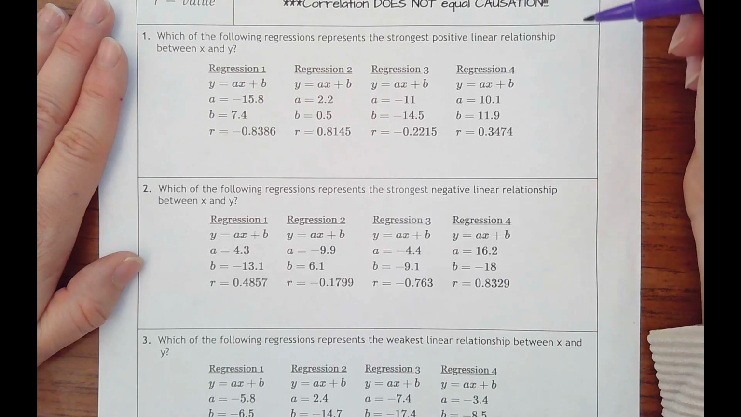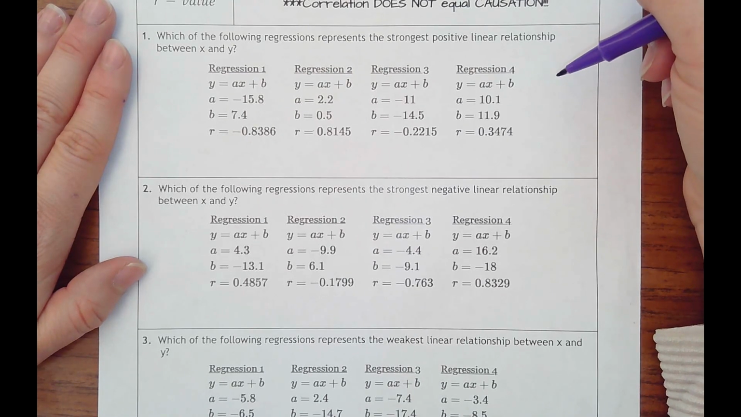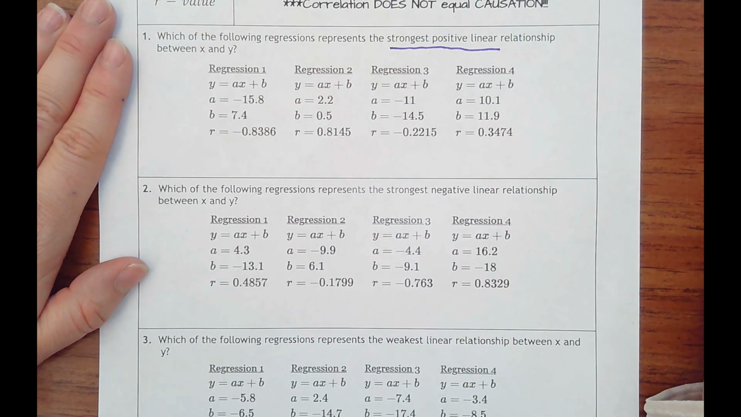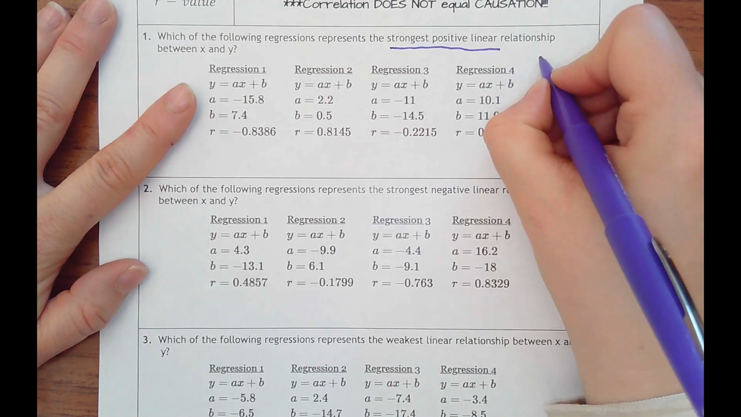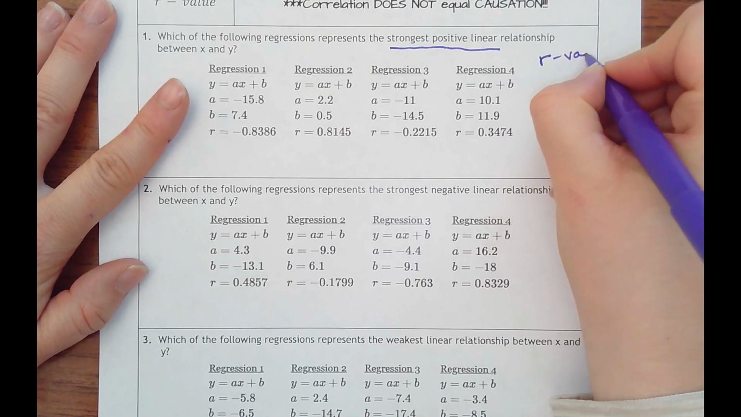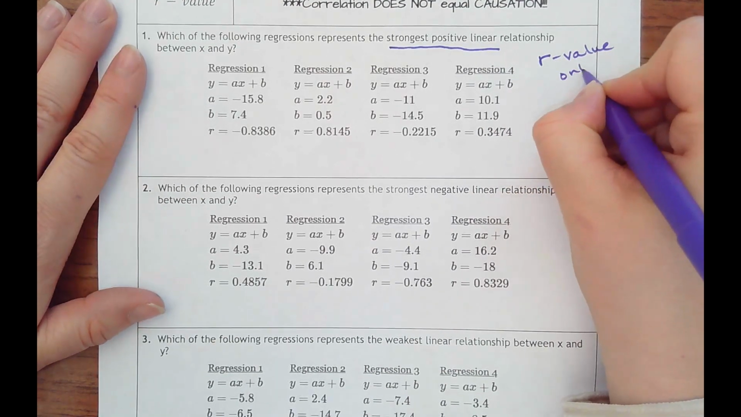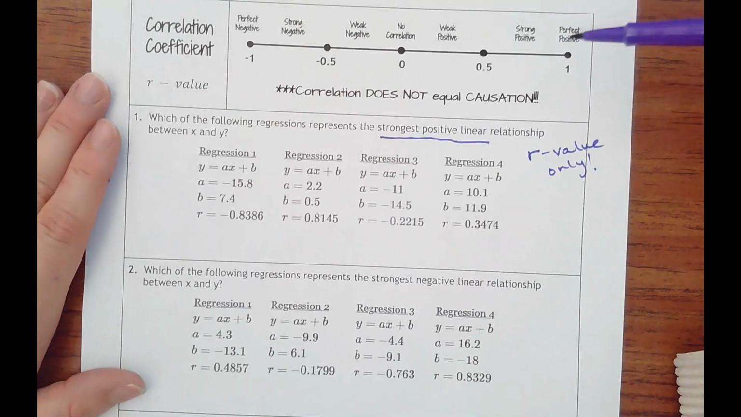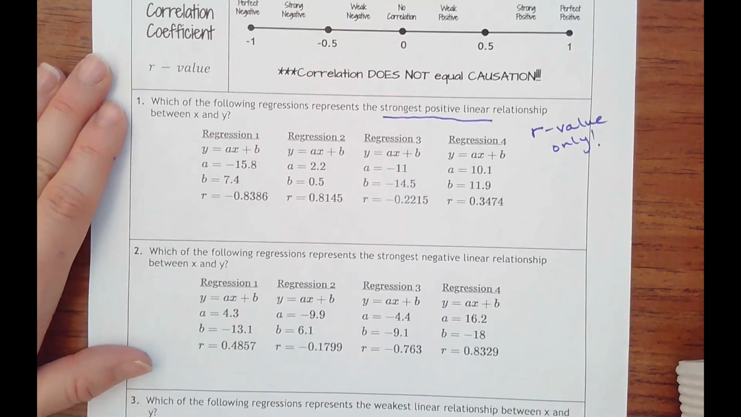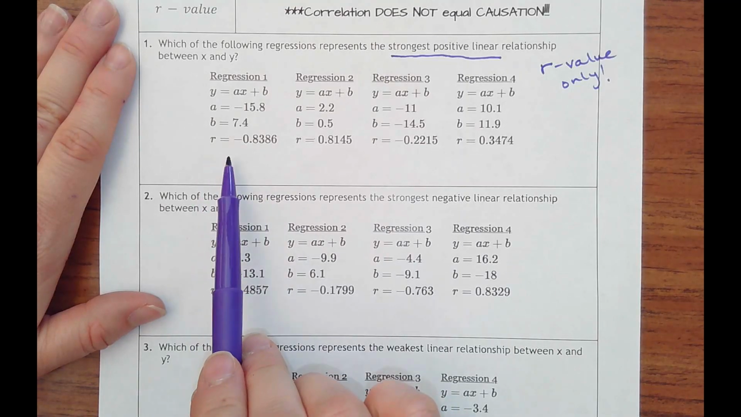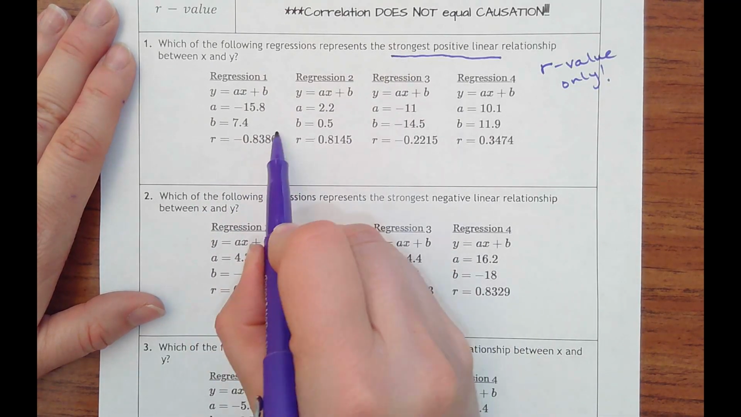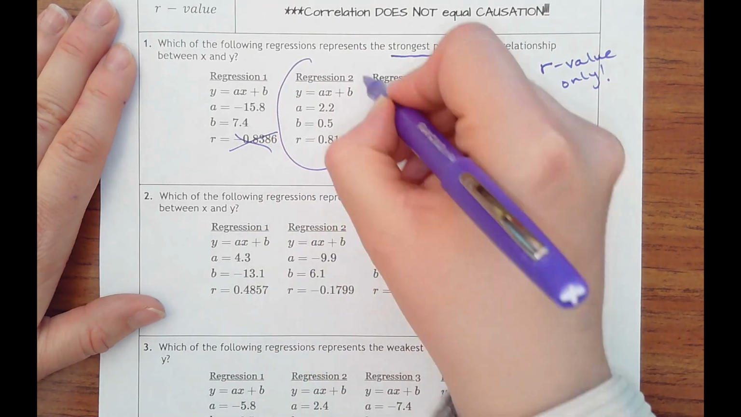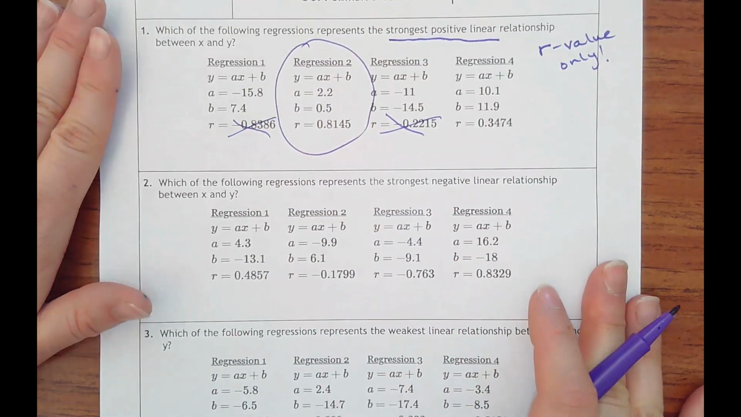So here's what your problems will look like. Which of the following regressions represent the strongest positive linear relationship between x and y? So you're looking at the R value only. That's the only thing you care about. And you want to get strongest positive, which is as close to 1 as you can get. So look at your R's. We know it's not going to be negative R's, so it's not that and it's not that. It would be regression 2 because 0.8 is bigger than 0.3.